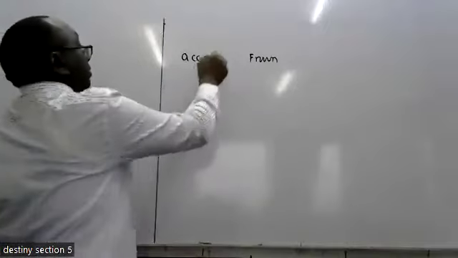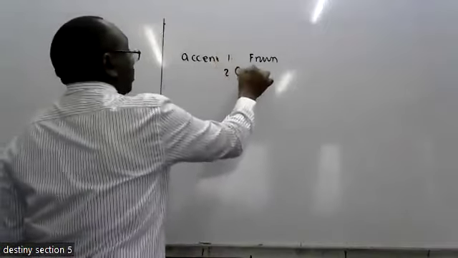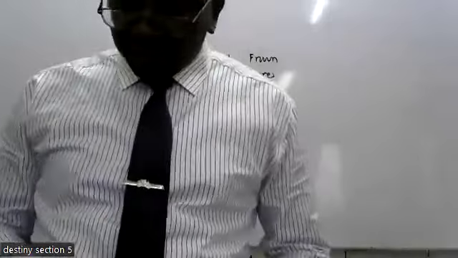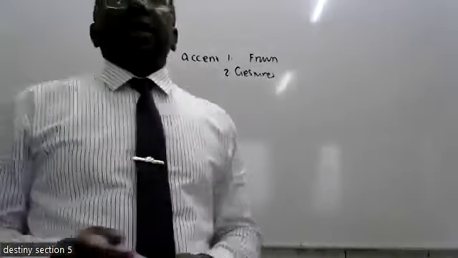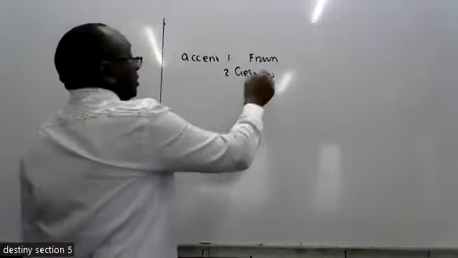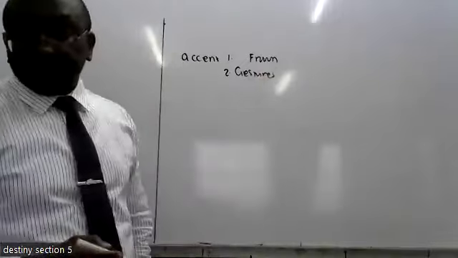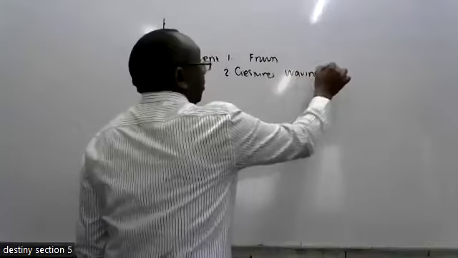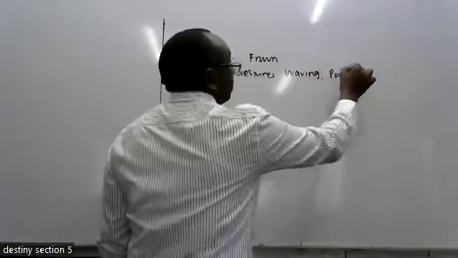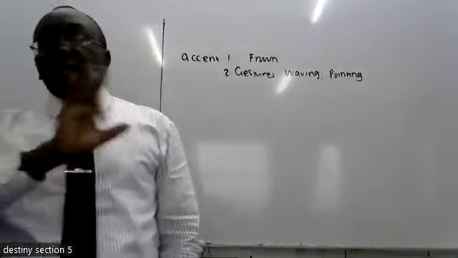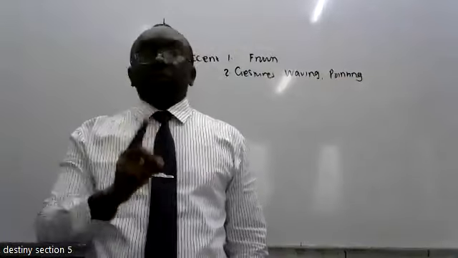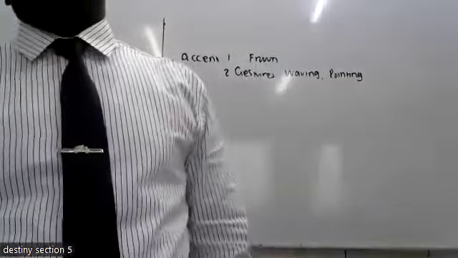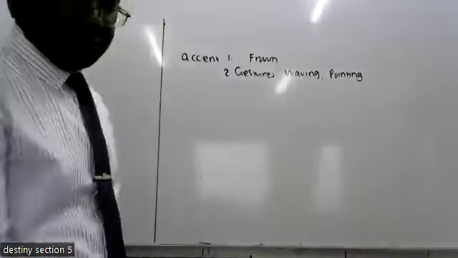Another one is gestures. Number two is gestures. Gestures, we explained kidogo. Deliberate body movements and signals, such as waving, pointing, etc. When you wave, when you say you, there, those are gestures.